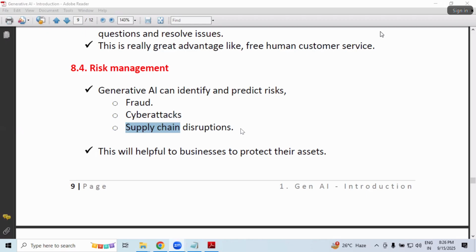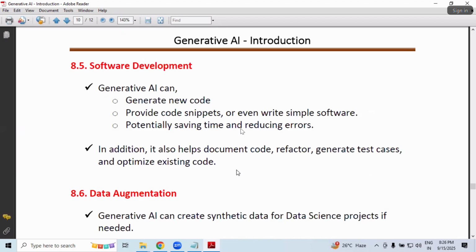I know you might be feeling bored, but kindly please wait for this week. Once I finish AI agents, then we can close the discussion. Moving on to software development. After ChatGPT came, software development had a really huge impact. It is generating new code. It is creating the new code.